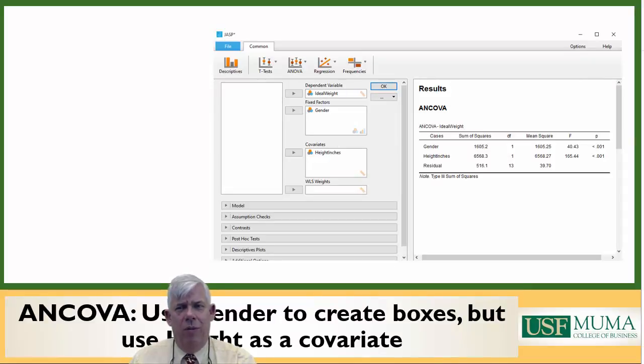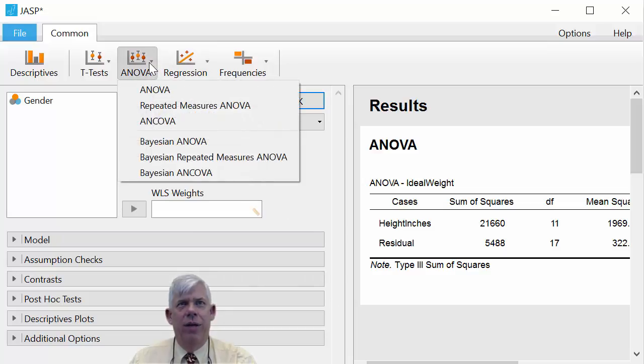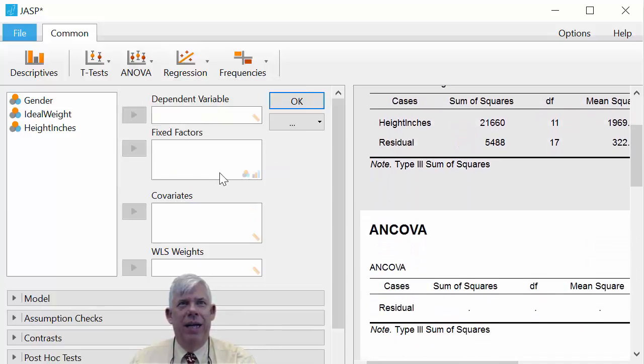So, since we've already got the information in JASP, I'm going to open up JASP, and I'm going to go to ANOVA, and I'm going to go to ANCOVA, and the difference between ANCOVA and ANOVA is that we now have these covariates. So what we're going to do is our dependent variable is still the weight. We're trying to predict the weight.